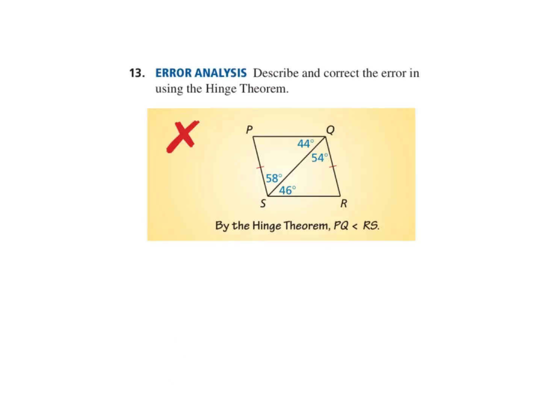Okay, so what did we do wrong here? There's our hinge theorem. So we're looking at that angle and this angle. The hinge has to be the angle connecting both sides that are congruent. They're saying that PQ is less than RS, so they have it backwards. PQ is opposite the 58 degrees, and RS is opposite the 54. So that means that PQ is bigger than RS.